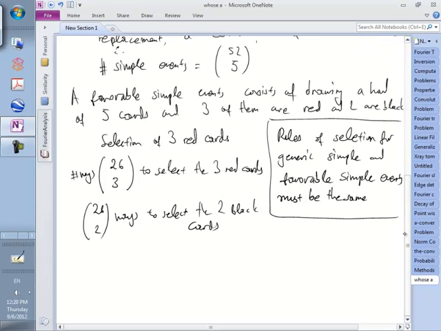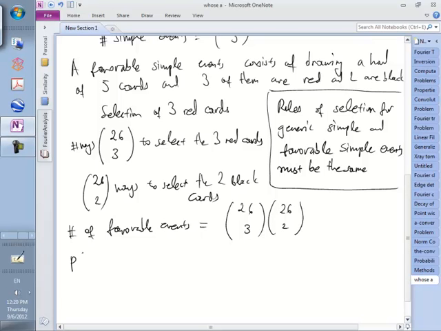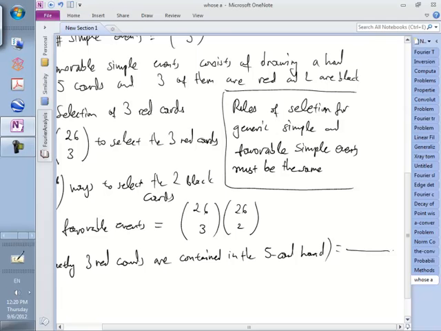So in general, the number of favorable events is equal to how much? 26 choose 3 times 26 choose 2. So what is the probability now that exactly 3 red cards are contained in the 5 card hand? Fine. So this is 26 choose 3 times 26 choose 2 divided by 52 choose 5.